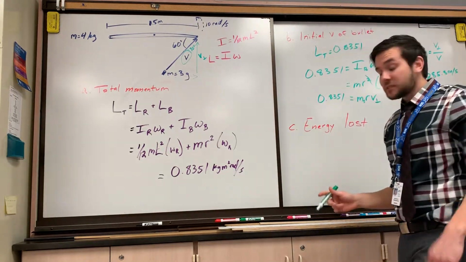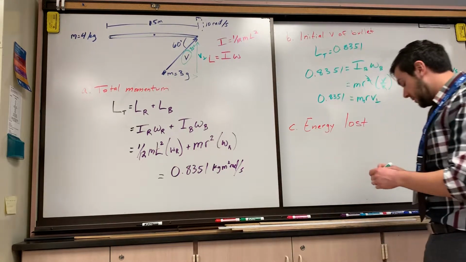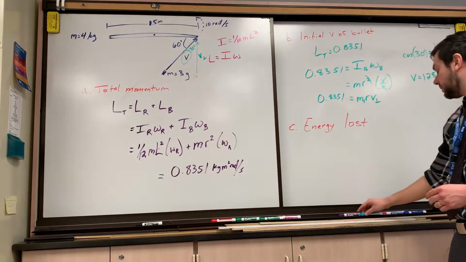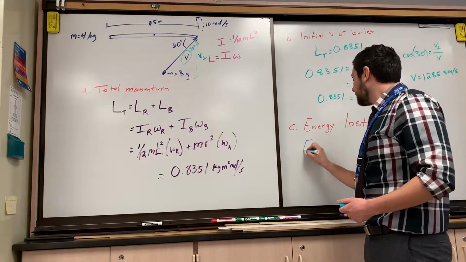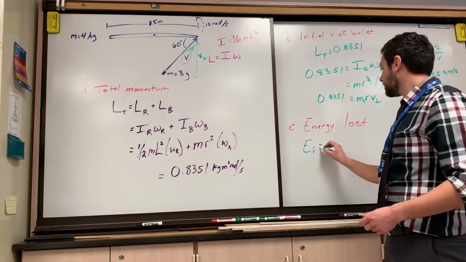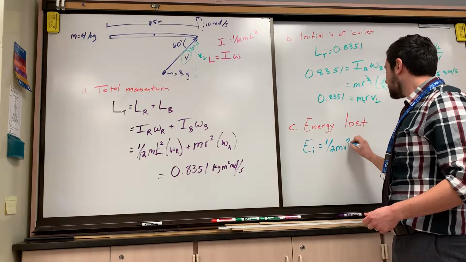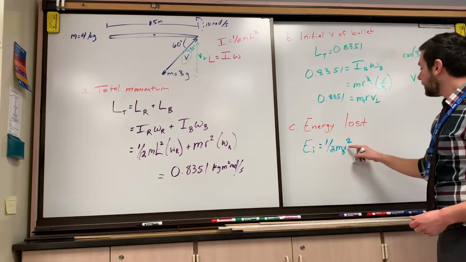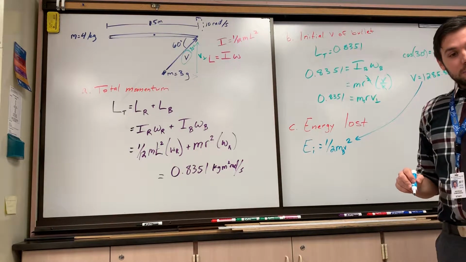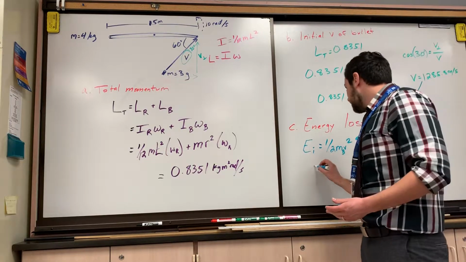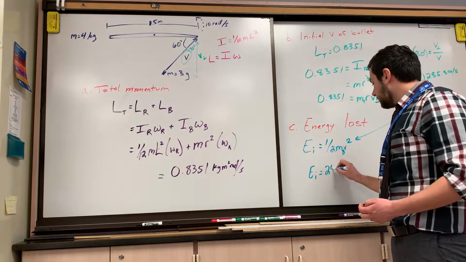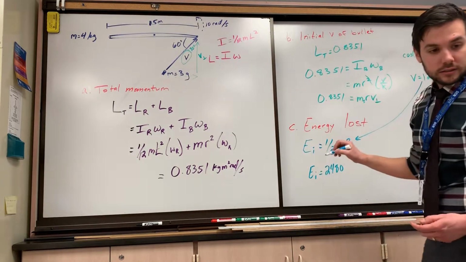So to set up this problem, I know that my energy, let's pick out a different color here, I know that my energy initially is all from the bullet. So that's just 1/2 mv squared, where m is the mass of the bullet and v is the velocity that I found in that part there. And when I plug those values in, I end up getting a value for energy that is 2,480 joules.